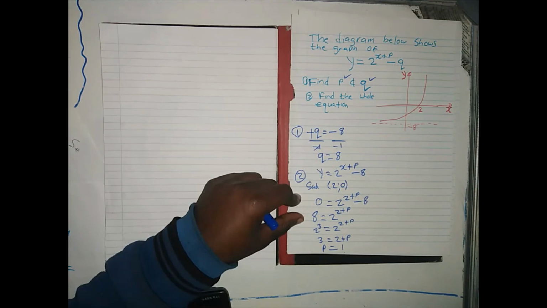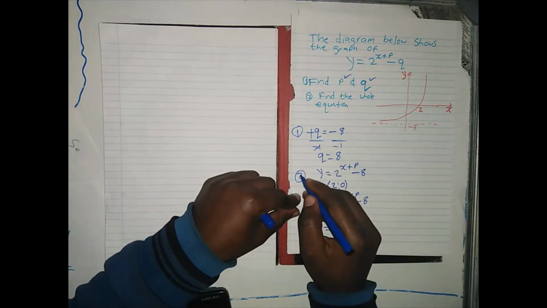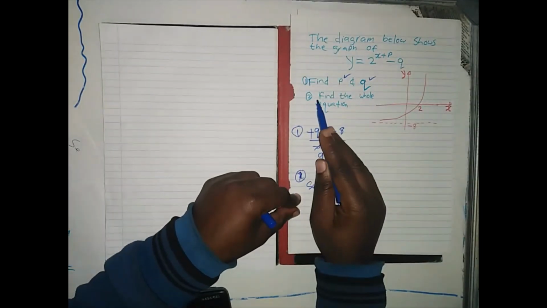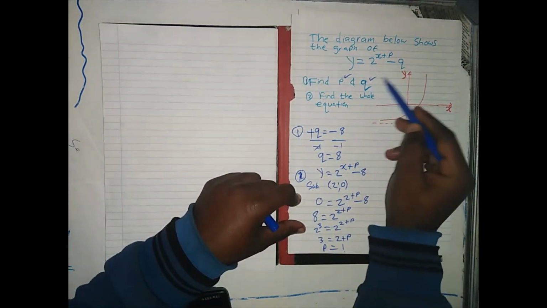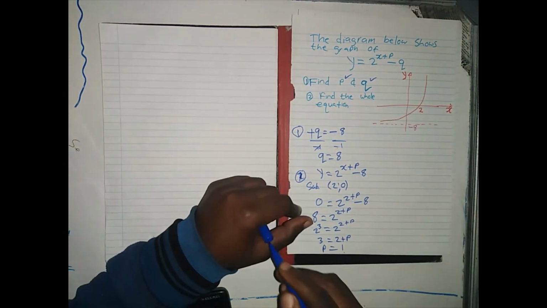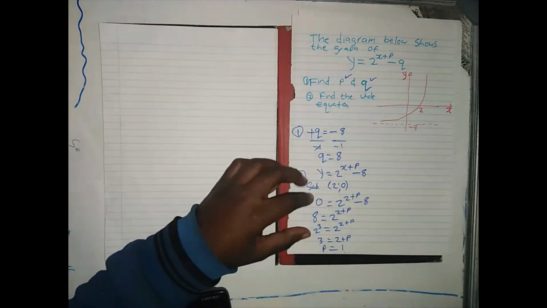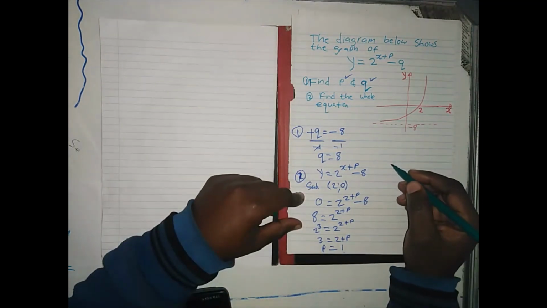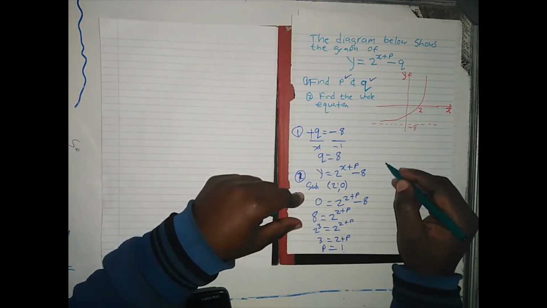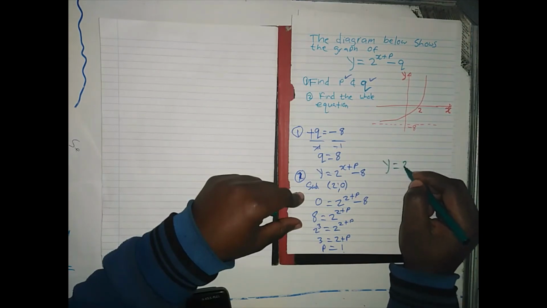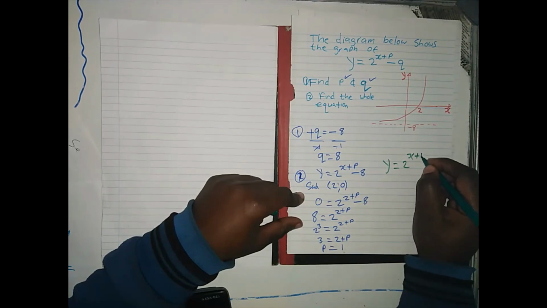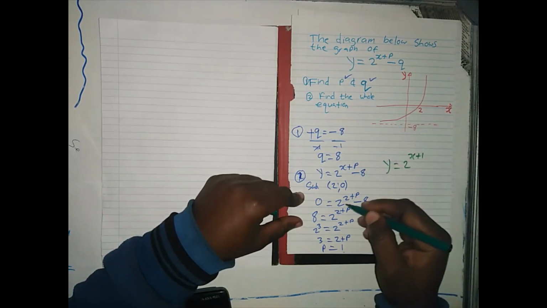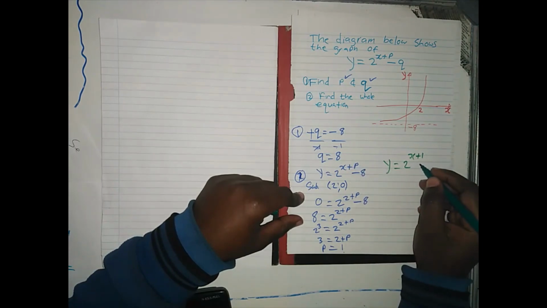All right. Now number 2. So this was still a part of number 1. Now number 2, what do they say? You must find the whole equation. Now you've got the value of q, you've got the value of p, and then you already have some parts of the equation. So how do you express this formula? The formula is nothing other than y is equal to 2 to the power x. Where is p? P is 1. x plus 1, and then minus, what is q? Q is 8. Minus 8.